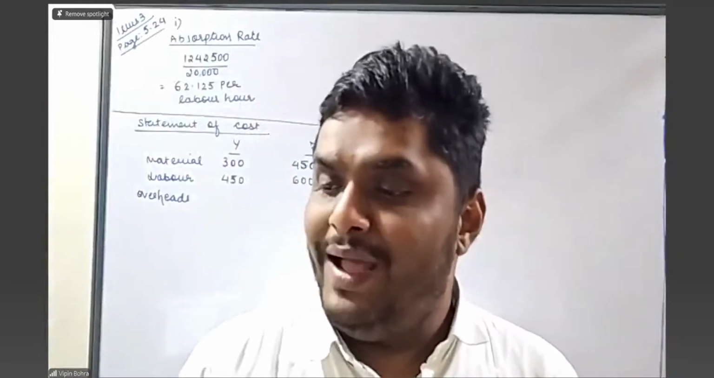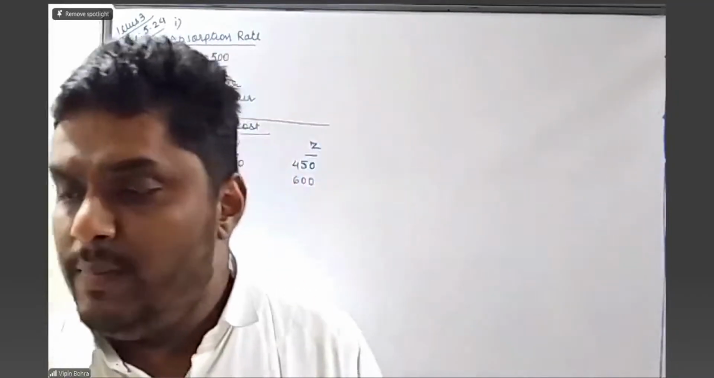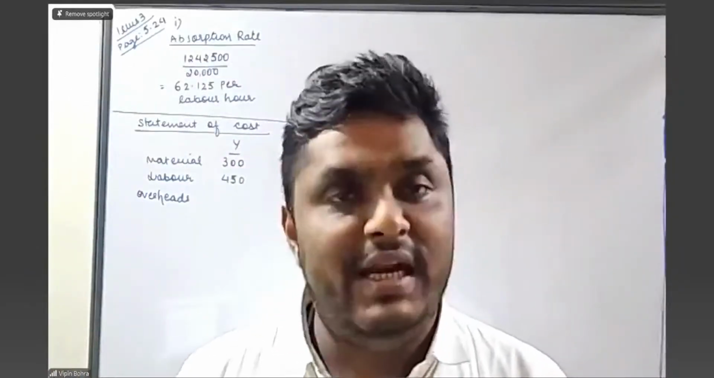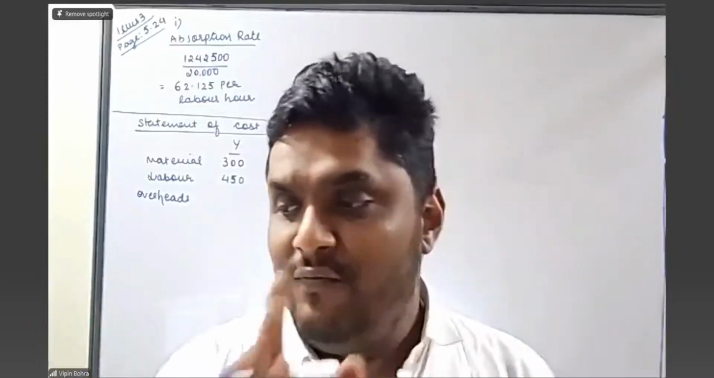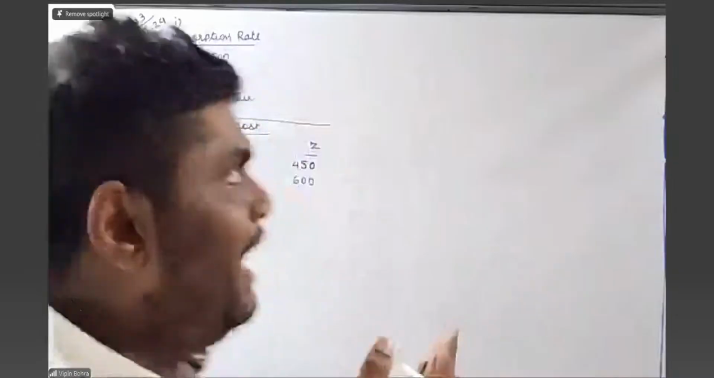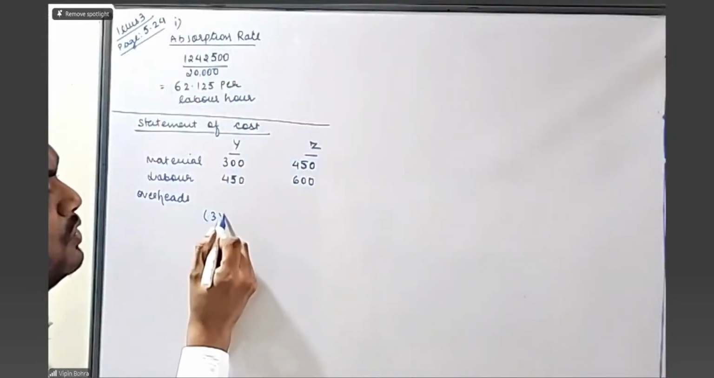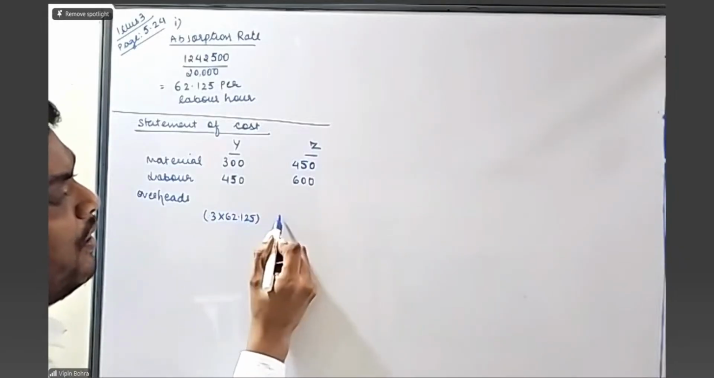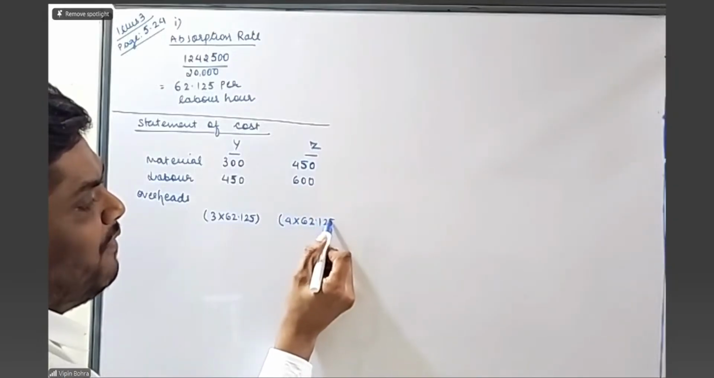Labor hours. So see, labor hours for product Y is 3 hours, and for product Z it is 4 hours. Read the question: direct labor cost for Y is 3 hours at the rate 150, and 4 hours at the rate 150. So the number of hours for product Y is 3, and for product Z it is 4. And we have the overhead absorption rate per hour. So 3 into 62.125 and 4 into 62.125.